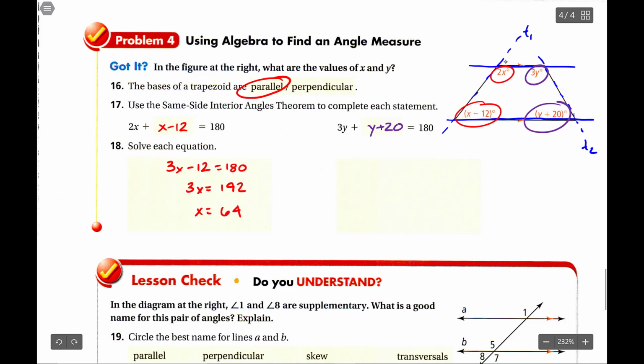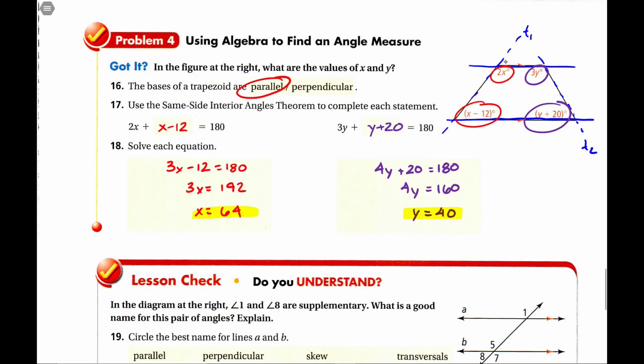For the second statement on the right, 3y plus y is 4y. So 4y plus 20 is equal to 180. Subtract 20 from both sides. So 4y is equal to 160. Sorry, I subtracted 40 and I was thinking 140 in my head. I don't know why. Divide both sides by 4 and you get y is equal to 40. I was jumping ahead of myself. So we have our two values for x and y. X is 64, y is 40.